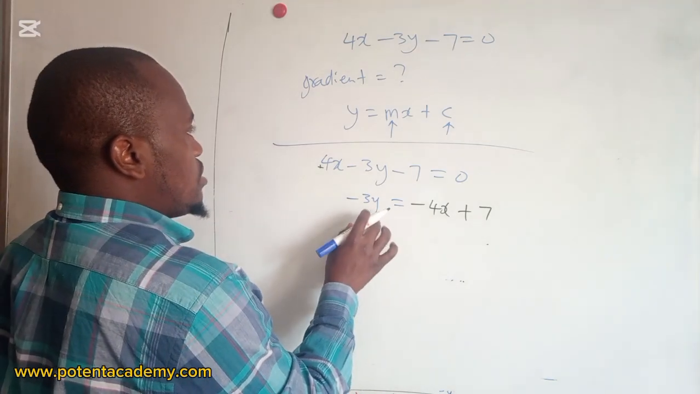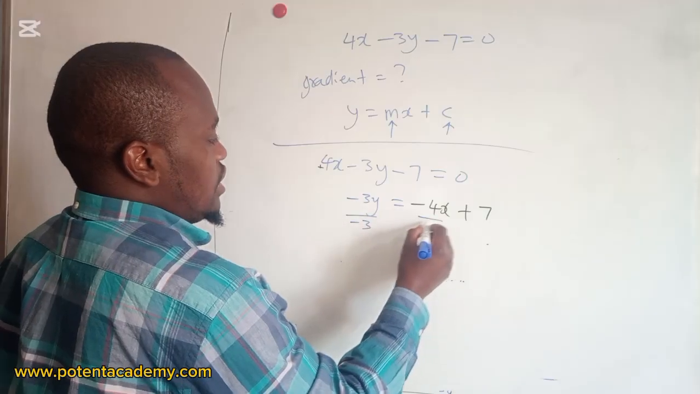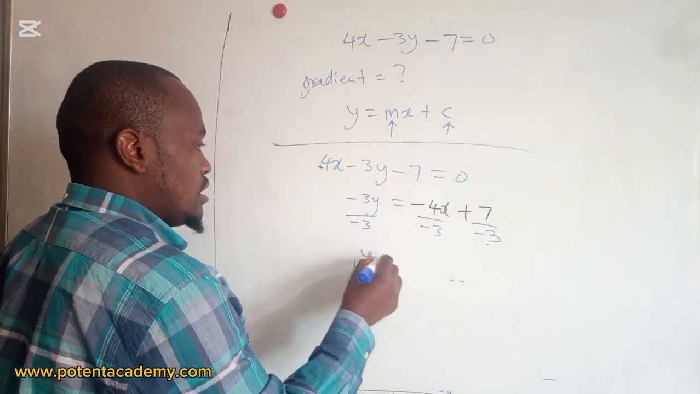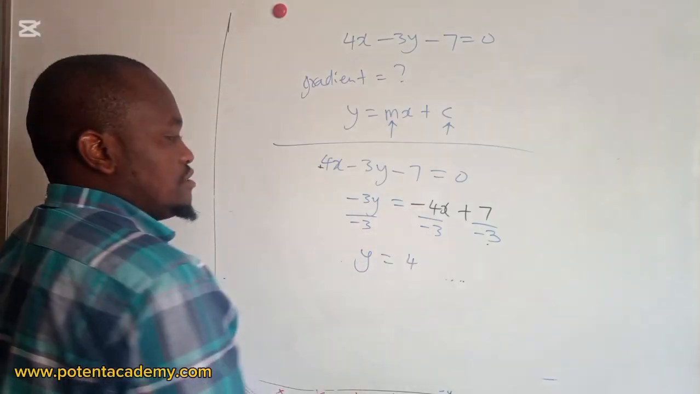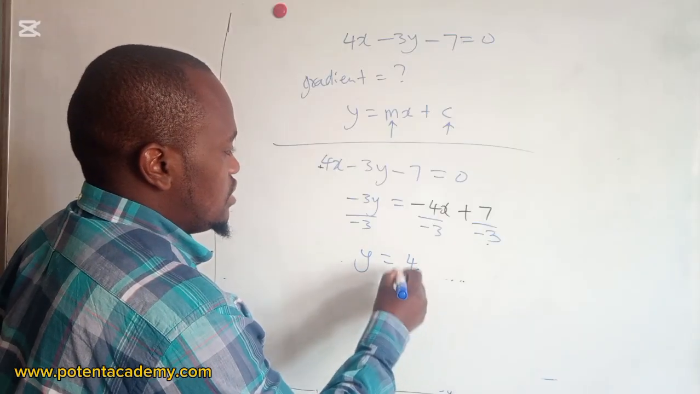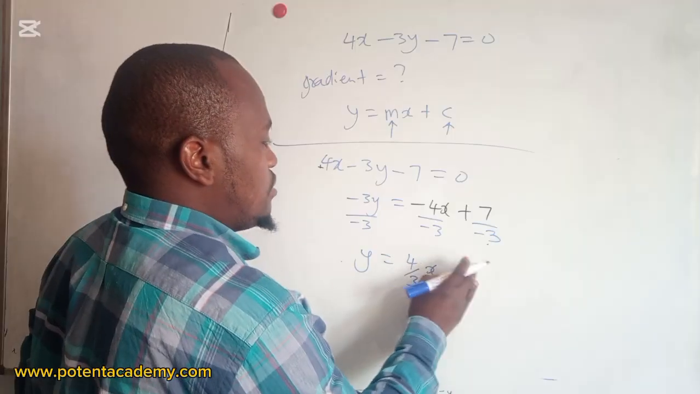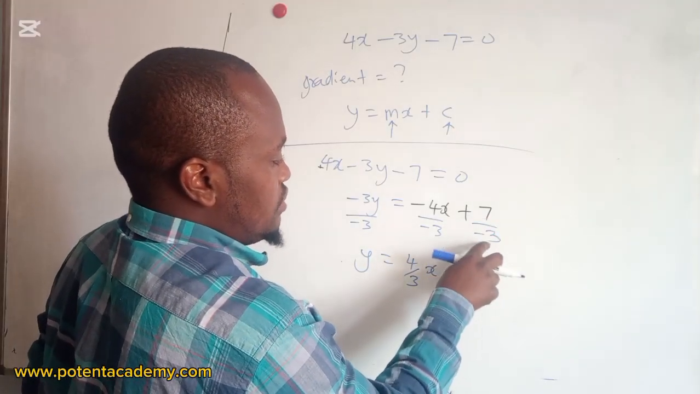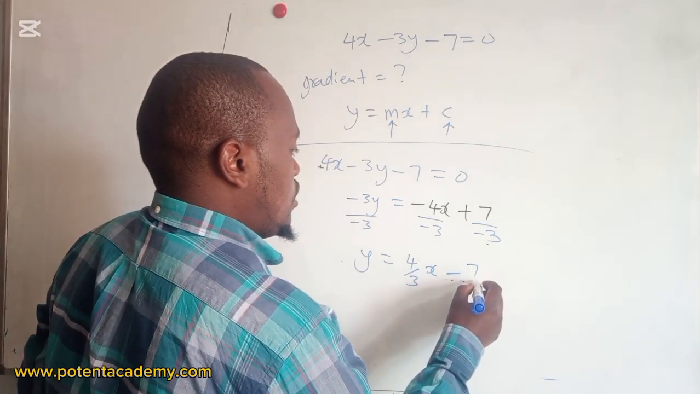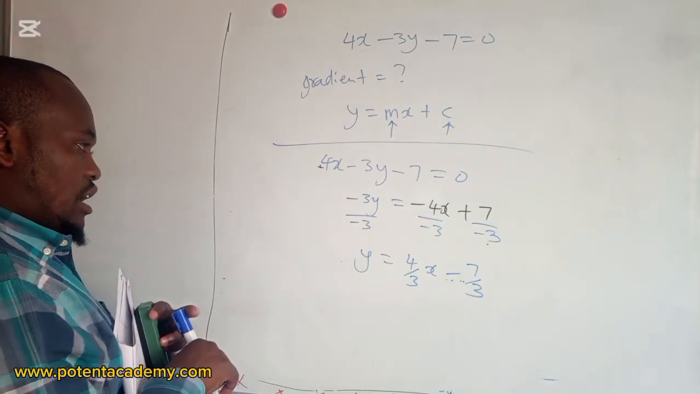So to remain with y, so that we rewrite in this form, you divide each term by negative 3. So your answer is y equals negative 4 divided by negative 3, the negatives cancel out. So you have 4 over 3 x plus, this plus is negative now, because positive 7 divided by negative 3 becomes negative. So it is minus 7 over 3. So this is the equation of the line we have.